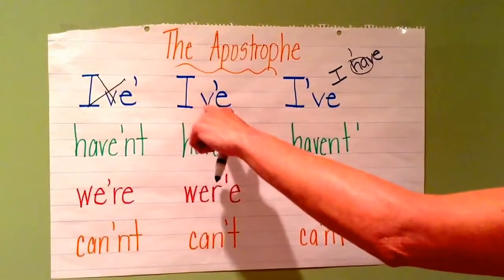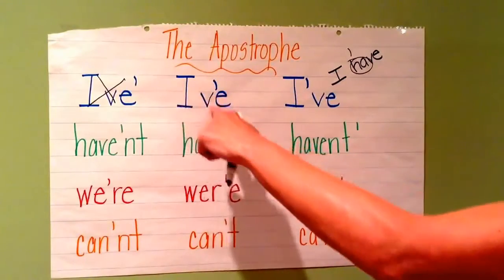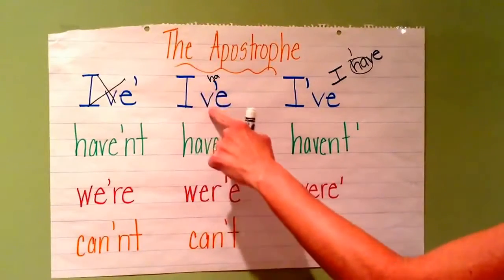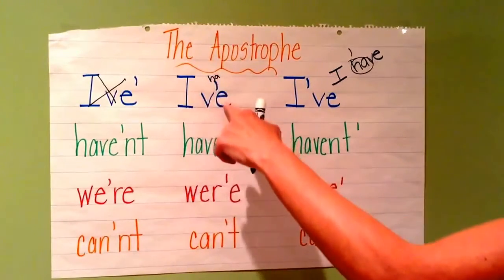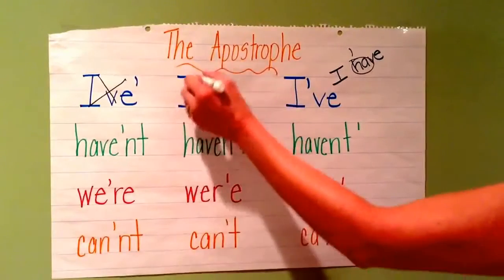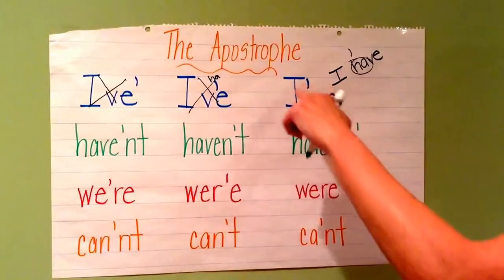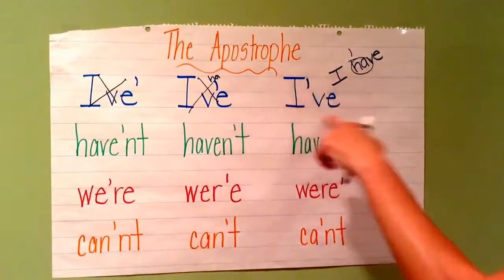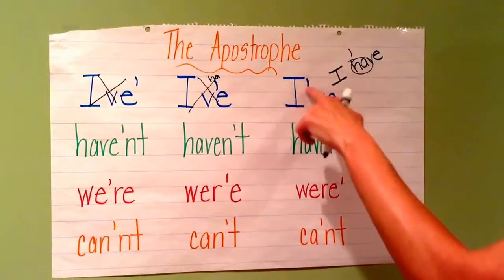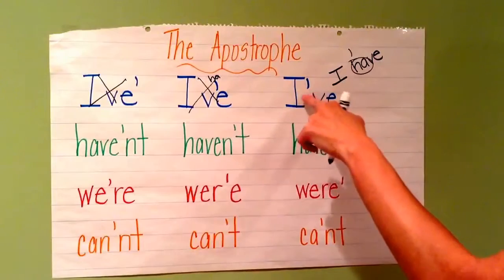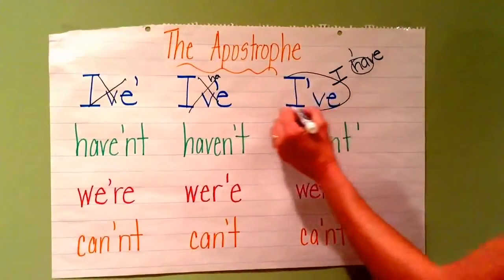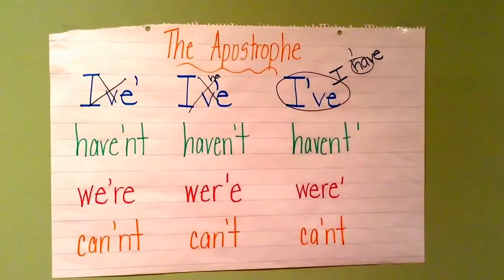I, V, apostrophe E. So it's saying that the HA should be here. I don't spell have that way. V-H-A-E. That's not right either. Let's look here. I, H-A-V-E. This is correct because the HA used to be before the VE from I have. So I've is spelled correctly here.